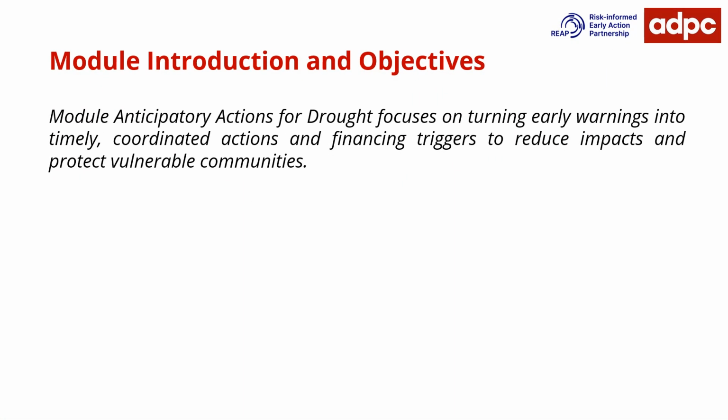This module, Anticipatory Actions for Drought, focuses on turning early warnings into timely, coordinated actions and financing triggers to reduce impacts and protect vulnerable communities.